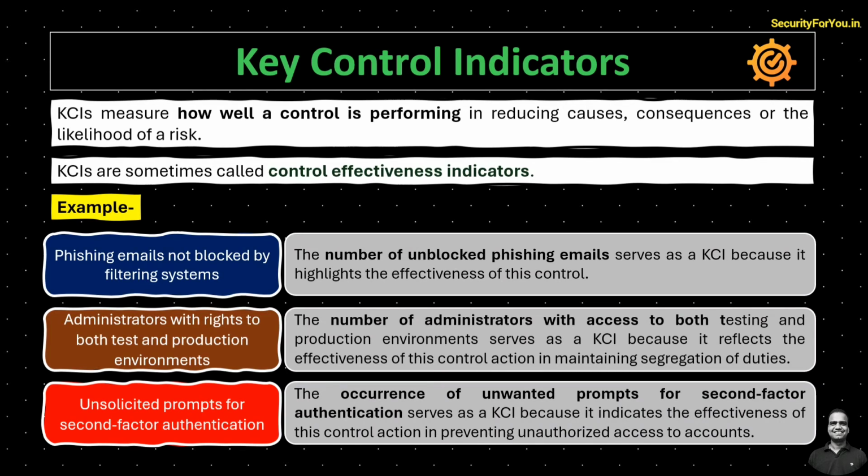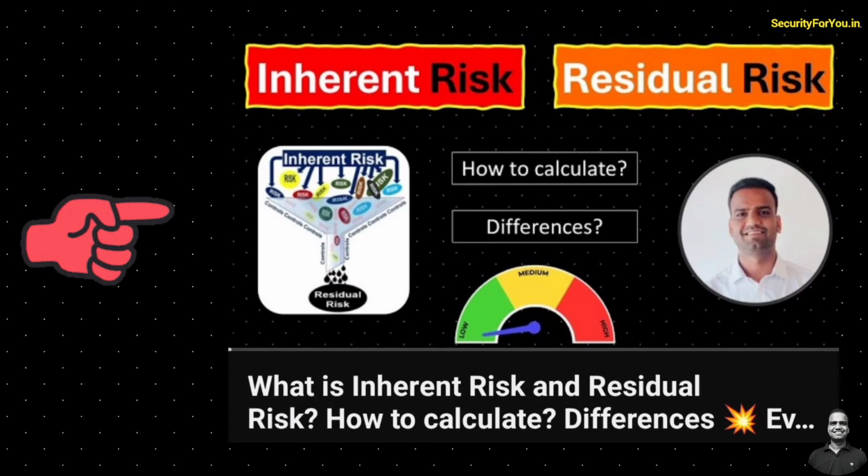Each key control indicator has its own acceptable limits determined by the importance of the assets it safeguards and the potential impact on the organization if those assets are compromised, right? Since controls directly influence risk levels, key control indicators are not only linked to the controls themselves but also to the risk those controls are designed to manage. So if key control indicators are not linked to the controls themselves, then we will not get the proper information. I have discussed in more detail about residual risk and inherent risk, and how these are calculated. You can go and watch that video for better understanding.